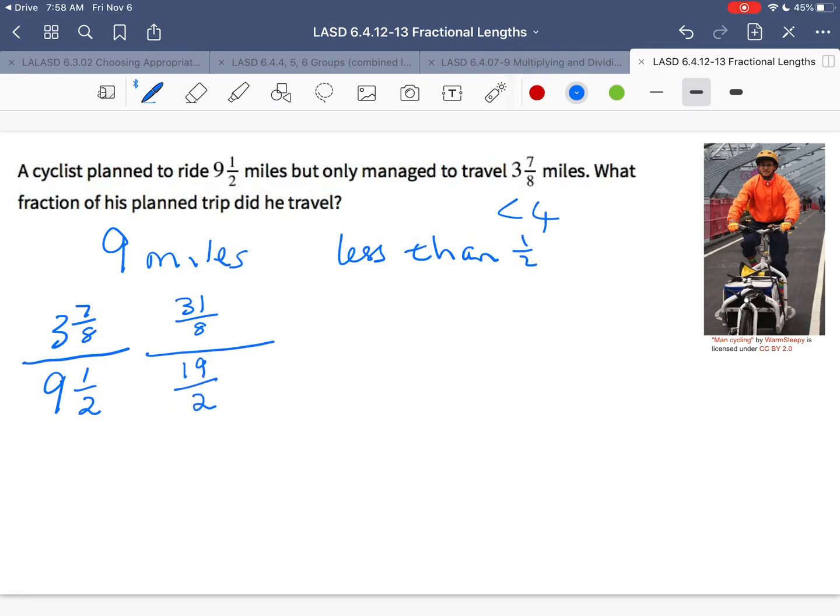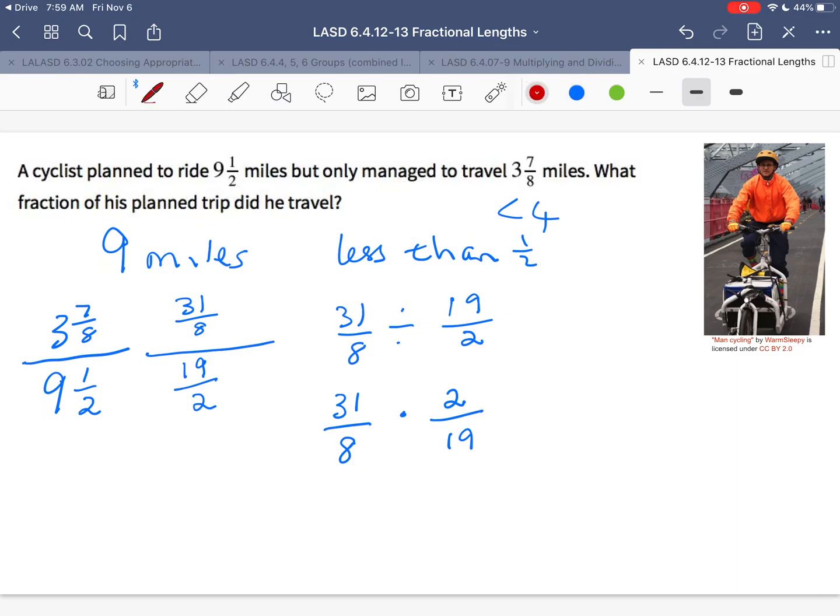And we've learned that dividing by a fraction is the same as multiplying by its reciprocal. So 31 over 8 divided by 19 over 2 is the same as 31 over 8 times 2 over 19. And so now we can multiply these and find our answer. I am going to do some simplifying.